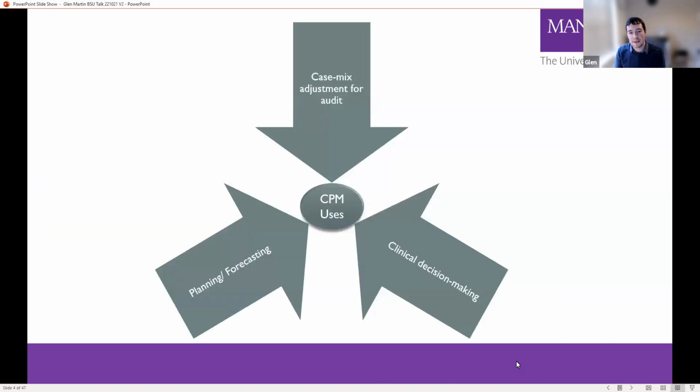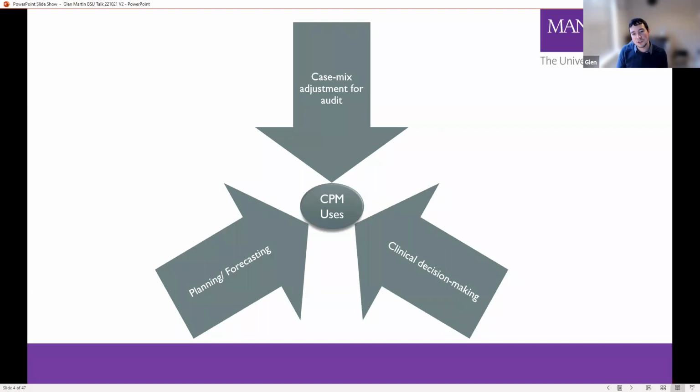These types of models have received large attention in both the statistical and clinical literature in recent years, primarily because they have a multitude of uses. I'm outlining here just 3 different examples of how we might use such a model. It could be for case mix adjustment for audit purposes. In other words, if we want to compare the performance of different hospitals, we can use the risk prediction model to adjust for different covariate patterns or case mix that each hospital might see, to enable fair comparison of the outcomes.